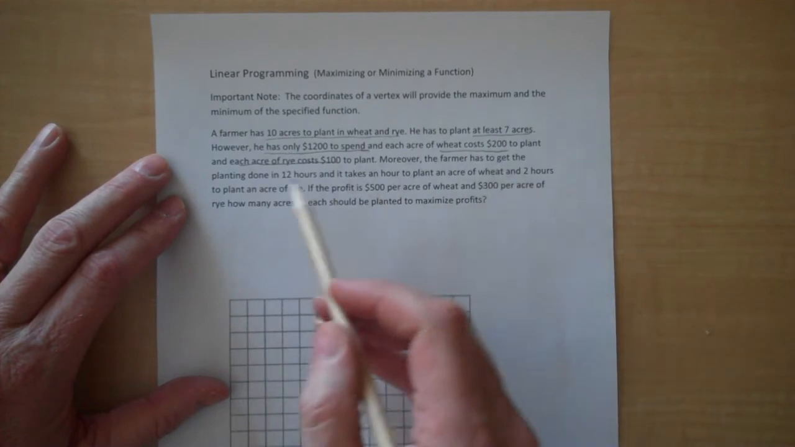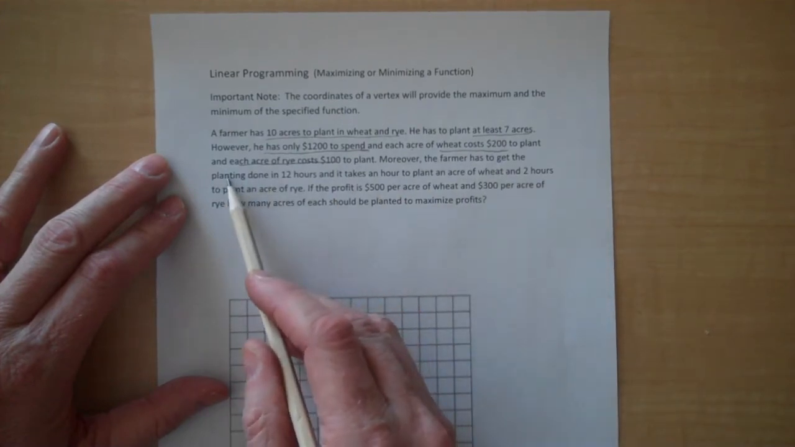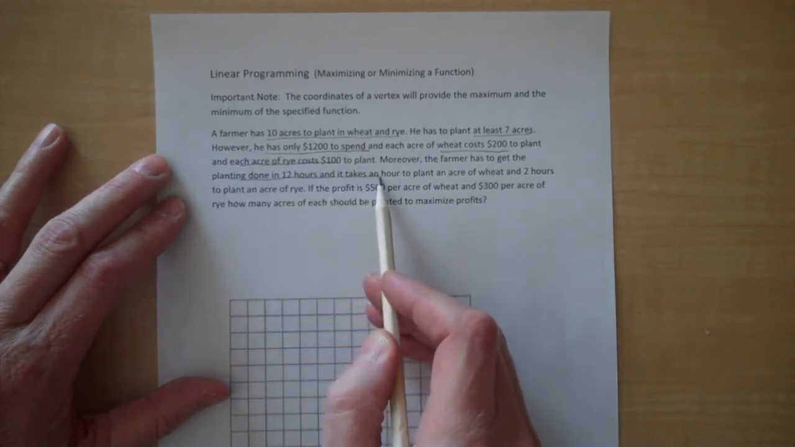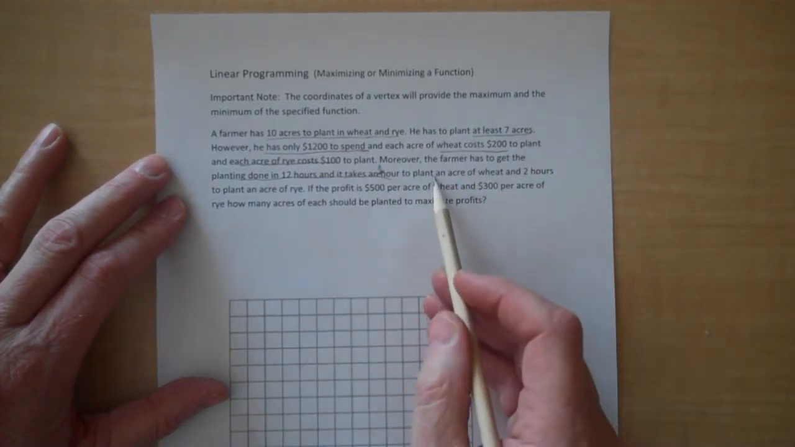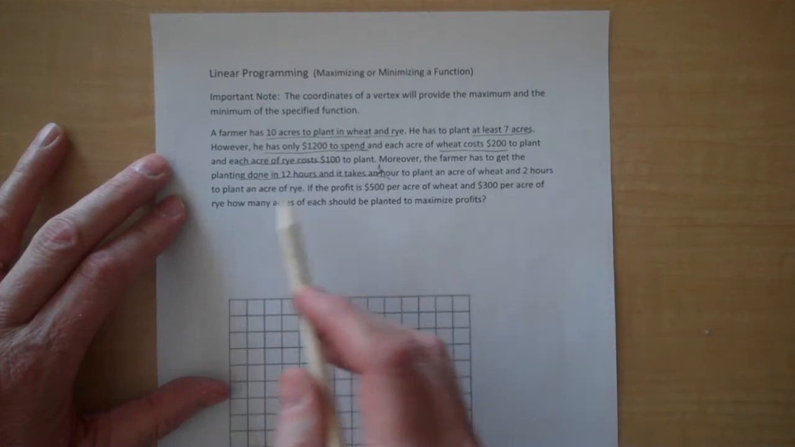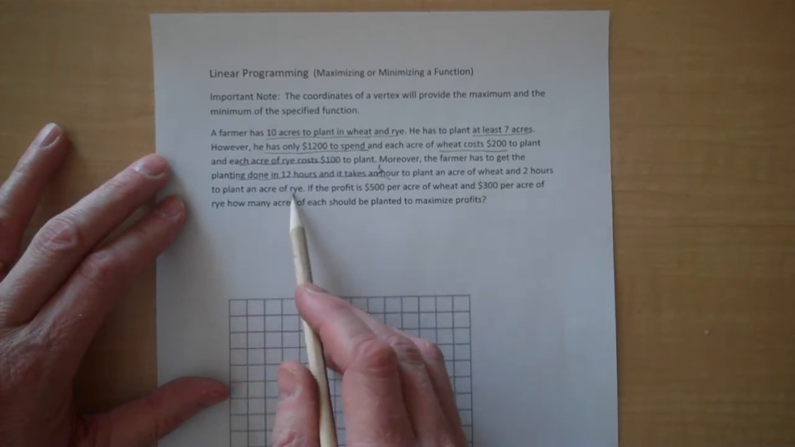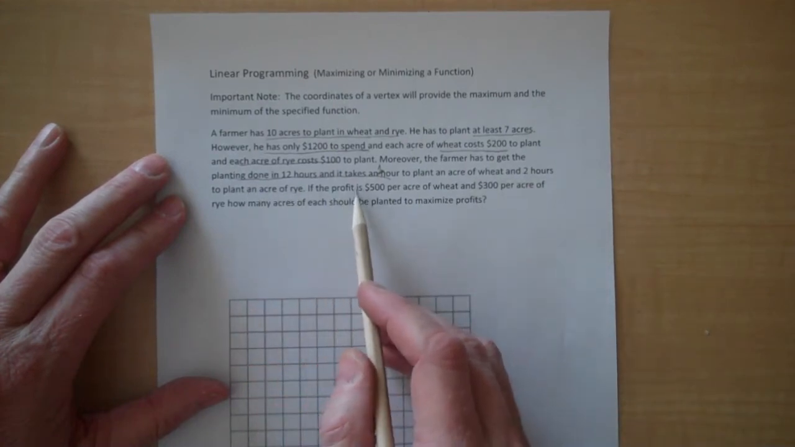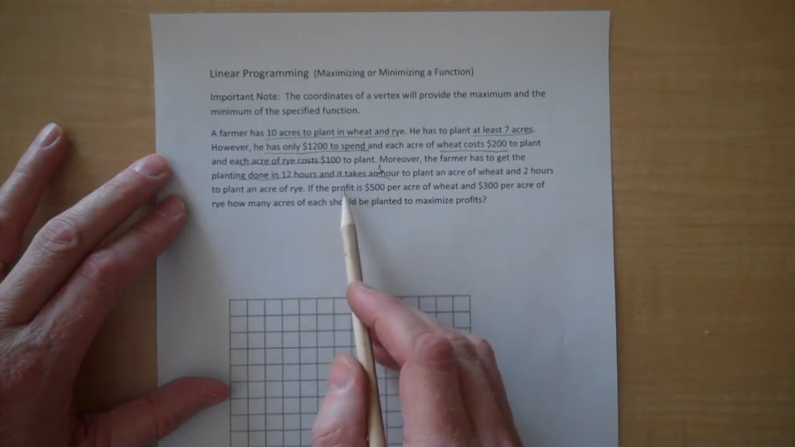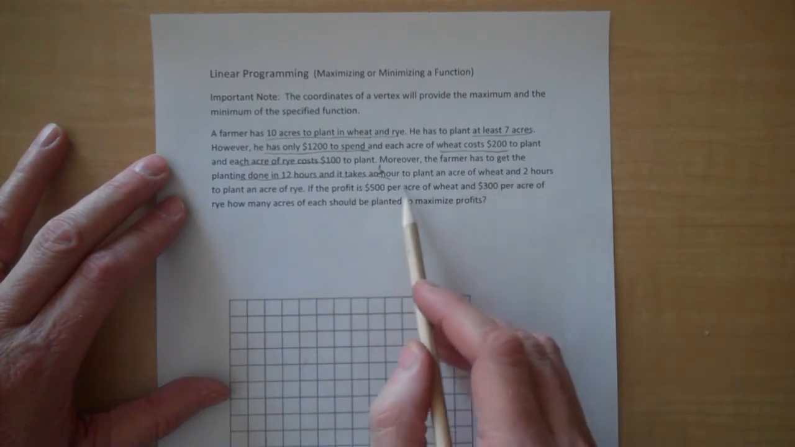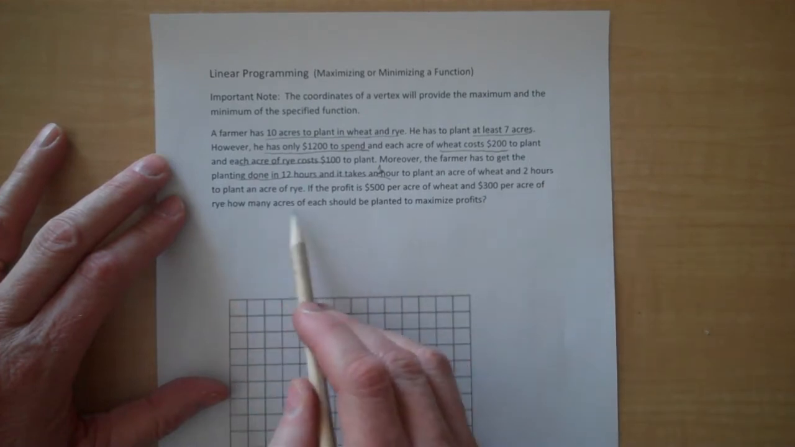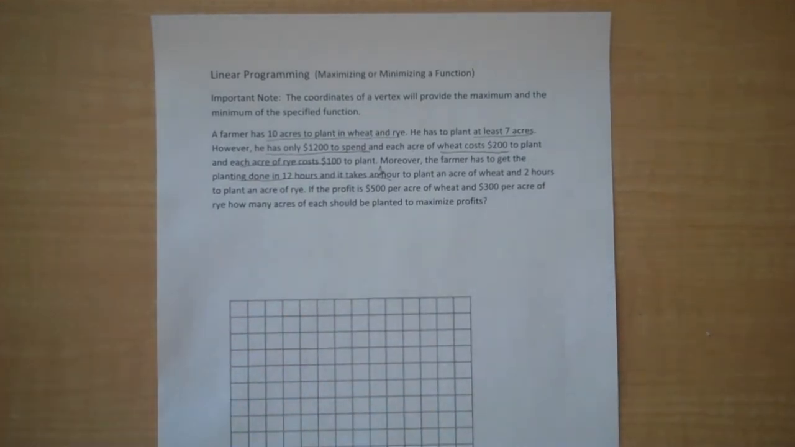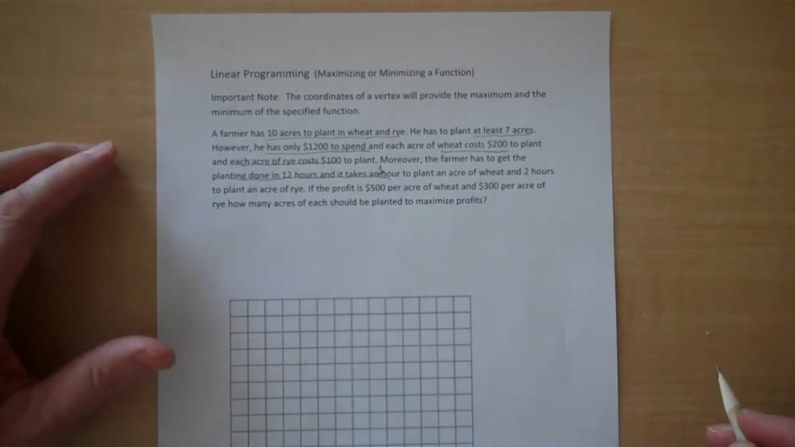Moreover, the farmer has to get the planting done in 12 hours, and it takes 1 hour to plant an acre of wheat and 2 hours to plant an acre of rye. If the profit is $500 per acre of wheat and $300 per acre of rye, how many acres of each should be planted to maximize profits? All right, we got lots of information there.